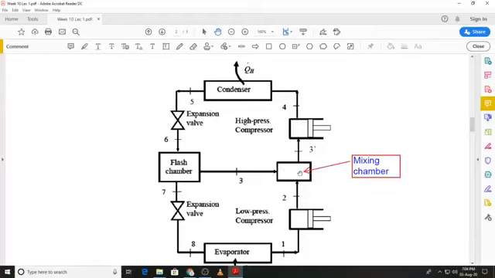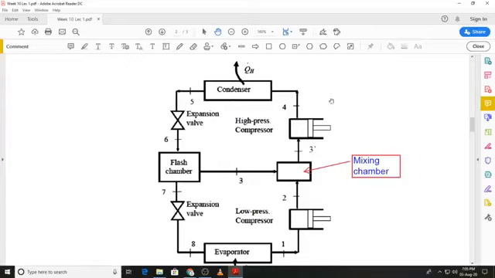And once the two streams, one at state 3 and one at state 2, are mixed together, the resultant state will be 3 prime, and of course the two mass flow rates will be added, the one coming from 3 and the one from 2, and then the total mass flow rate of the vapor will go into the high pressure compressor, it will be compressed to the condenser pressure at state 4, and then it will go through the condenser where it will reject heat, and that is shown over here.